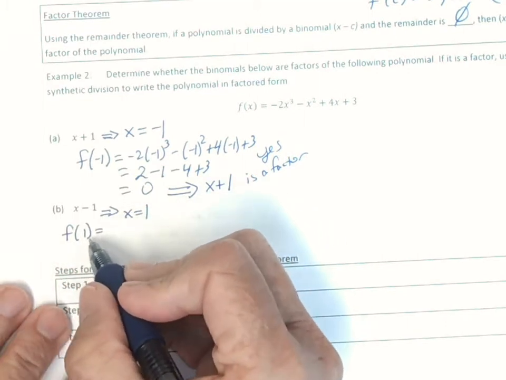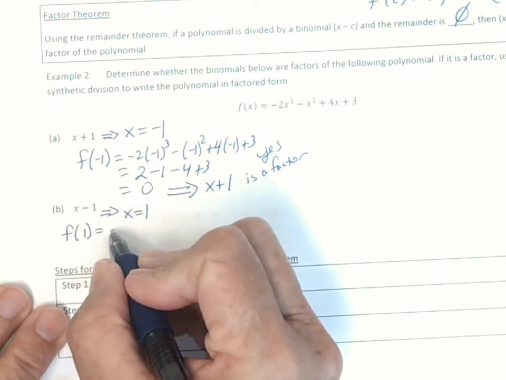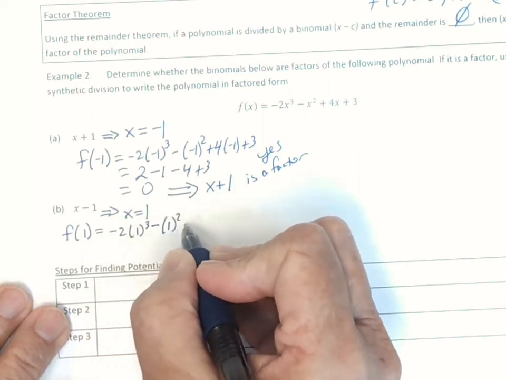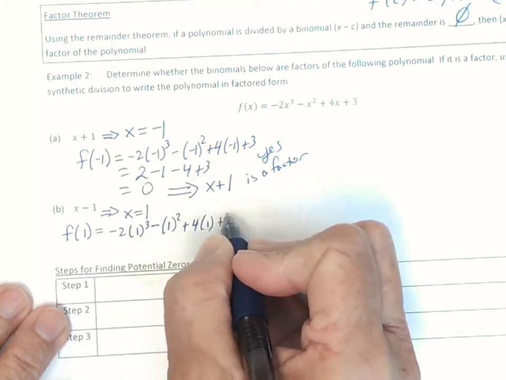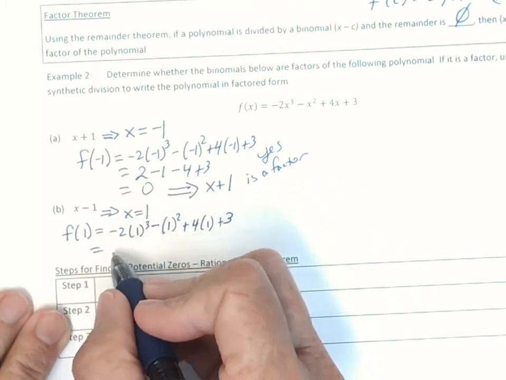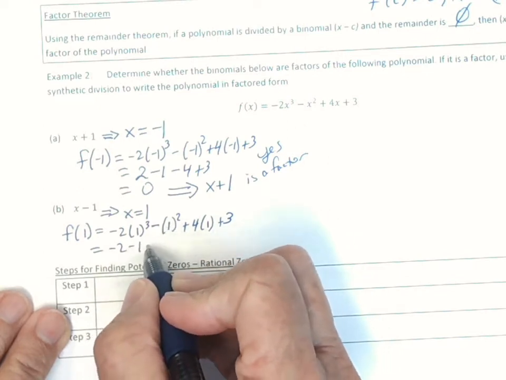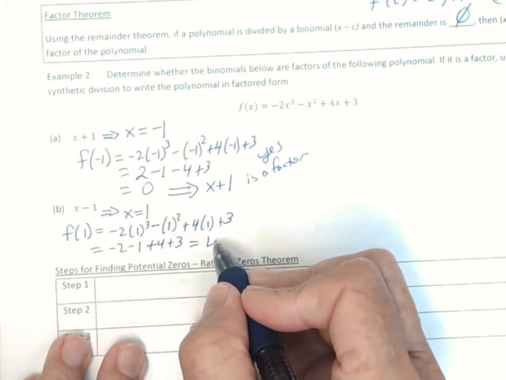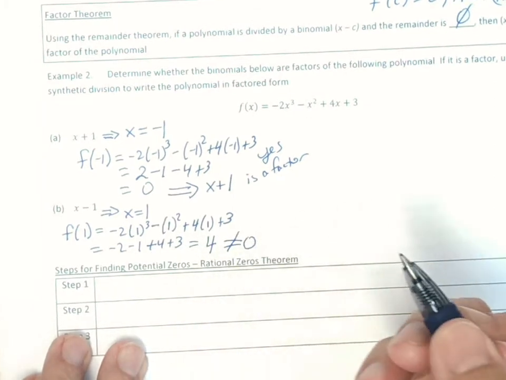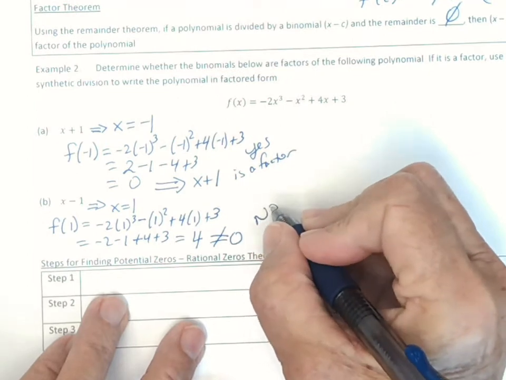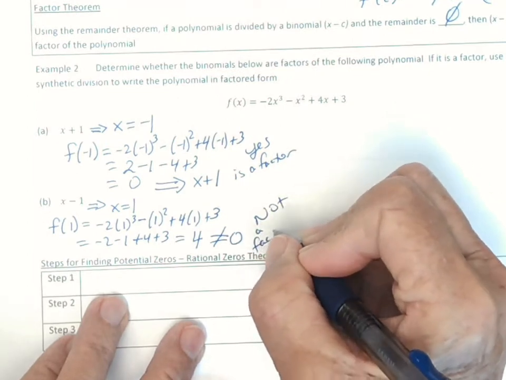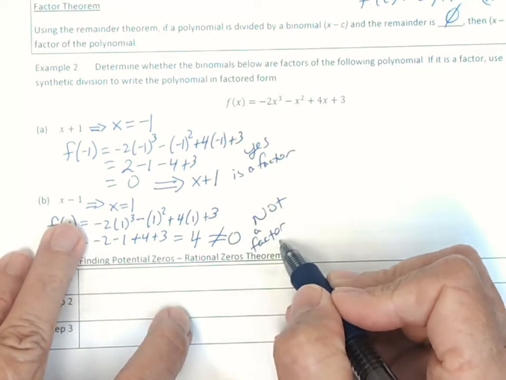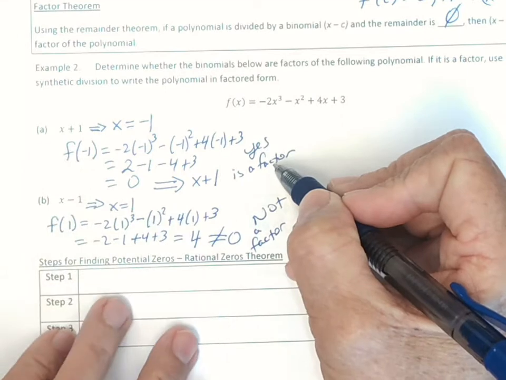So substituting a 1 in for x, I get negative 2 times 1 cubed minus 1 squared plus 4 times 1 plus 3. And here we've got negative 2 minus 1 plus 4 plus 3. That equals a positive 4. Positive 4 is not equal to 0, so this is not a factor. And again, what we're checking is x minus 1. So x minus 1 is not a factor. X plus 1 is a factor.